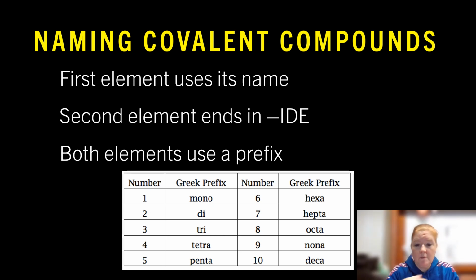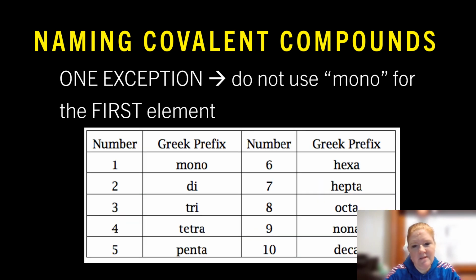So if we have 1 carbon, we use mono. If we have 2 oxygens, we say di. If we have 6 fluorines, we say hexa. Now, of course, because it couldn't always be that simple, there's one exception. Never, ever, ever use mono for the first element. So if there's one of the first element, we just say that name and we don't say mono. But if there's one of the second element, we have to say mono. It'll make more sense when you look at examples, okay?